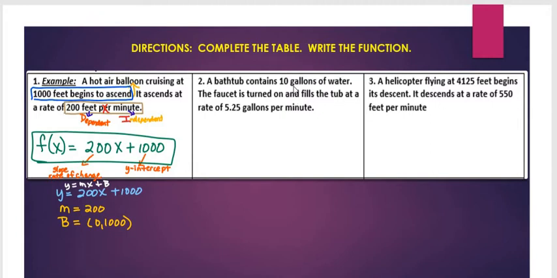Number 2, you've got a bathtub that contains 10 gallons of water. The faucet is turned on and fills the tub at a rate of 5.25 gallons per minute. Number 3, a helicopter flying at 4,125 feet begins its descent. It descends at a rate of 550 feet per minute. Now I want you to write a function just like we did on number 1. You do not have to write all of this extra. Write a function for number 2 and number 3. Pause me while you do so.